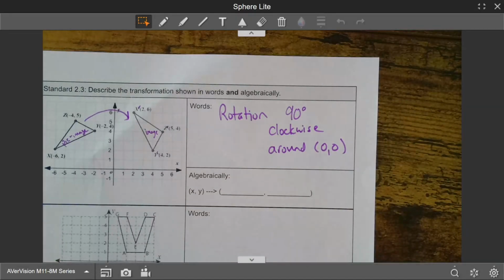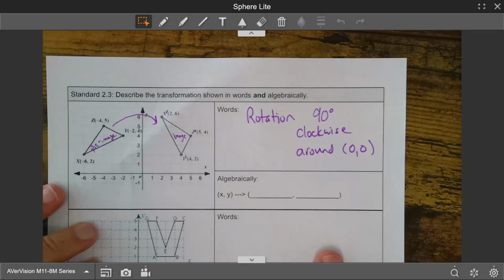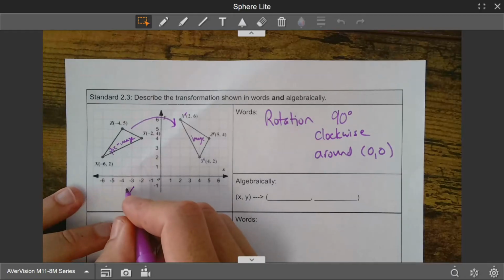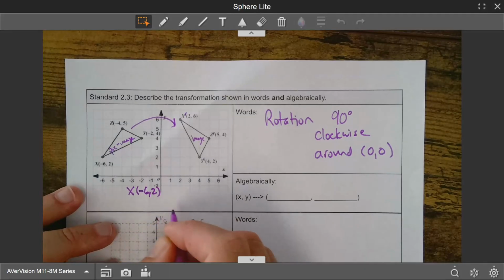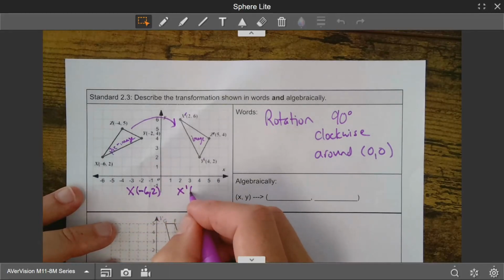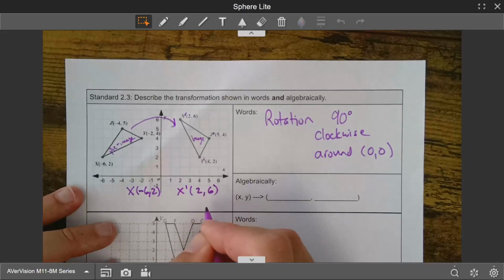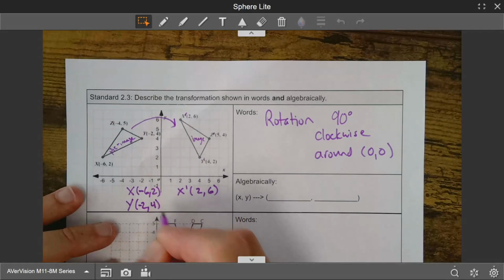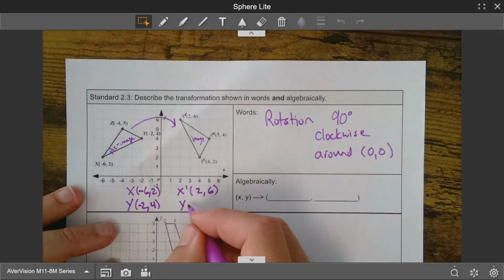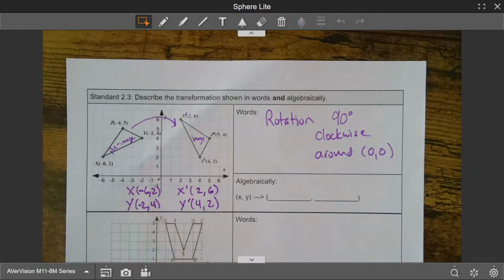Okay. Now, algebraically, what does that look like? The key is to look at your points. So, for example, what are the coordinates of x? -6, 2. What are the coordinates of x prime? 2, 6. What are the coordinates of y? -2, 4. What are the coordinates of y prime? 4, 2. What do you notice is happening? What's the pattern? What do you see?